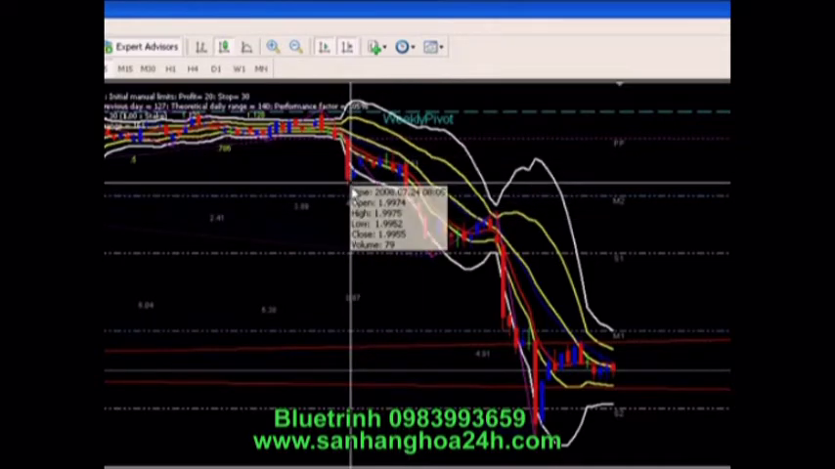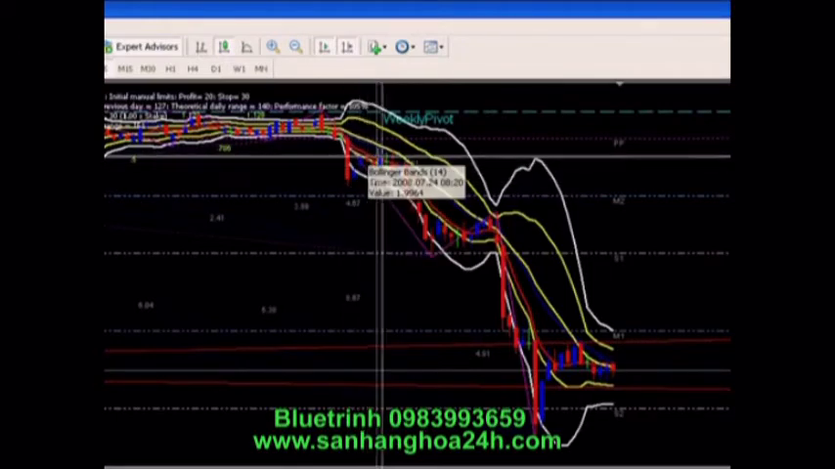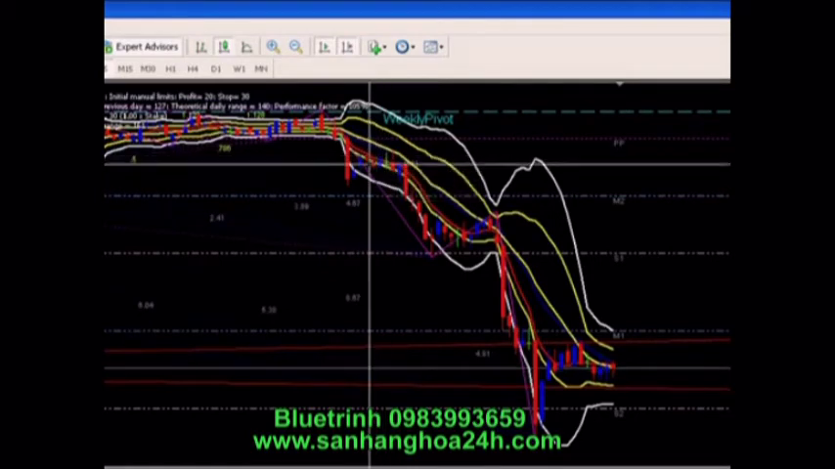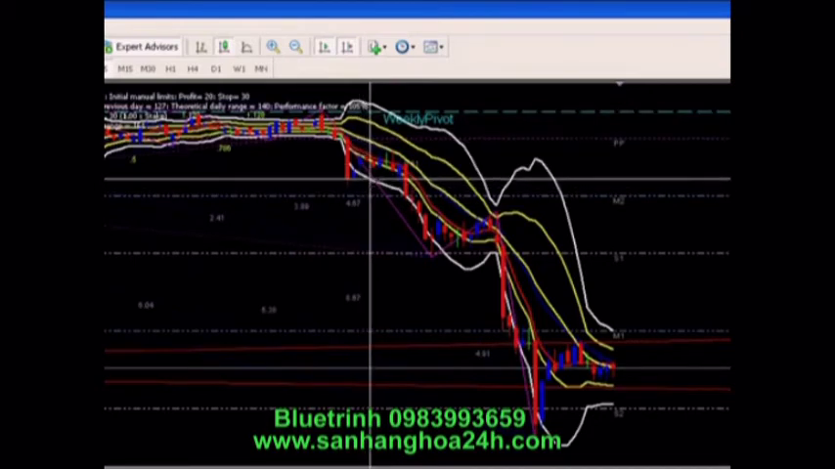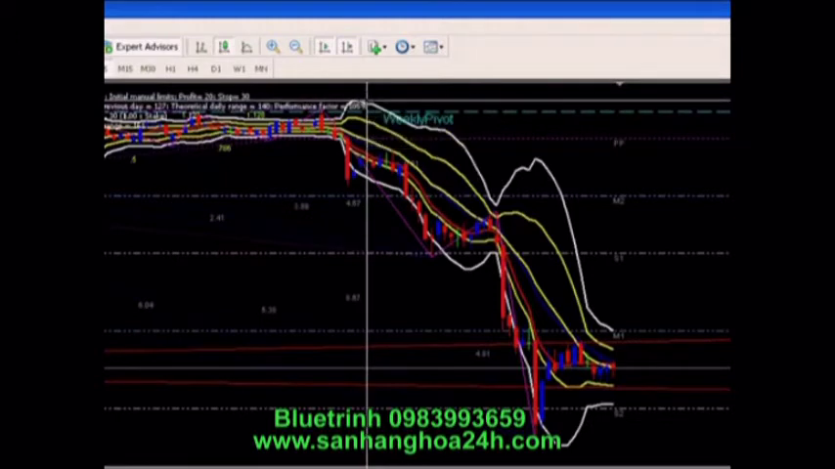Whatever you do though, don't buy the breakout, because they're often false. Let it retrace, because if you let it retrace, your stop loss is a lot smaller than you would require if you took the breakout here. You'd probably want to, if you got in at 55 and put your stop loss, say, at the top Bollinger Band, we're looking at quite a wide stop loss. So here our stop loss was 16 pips.